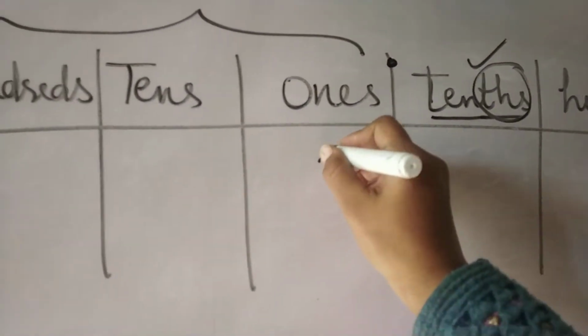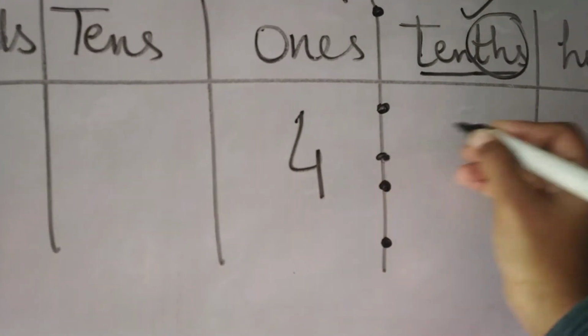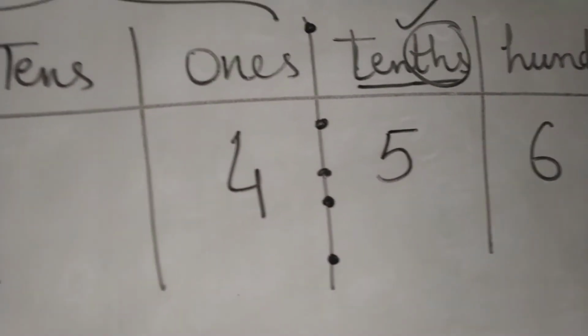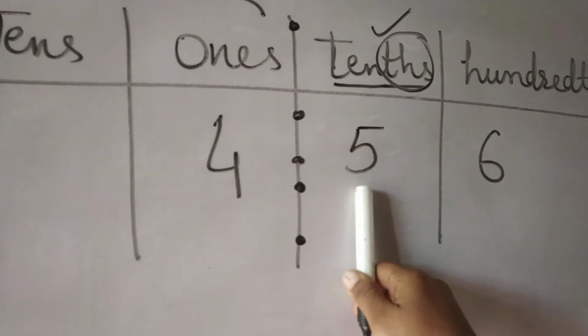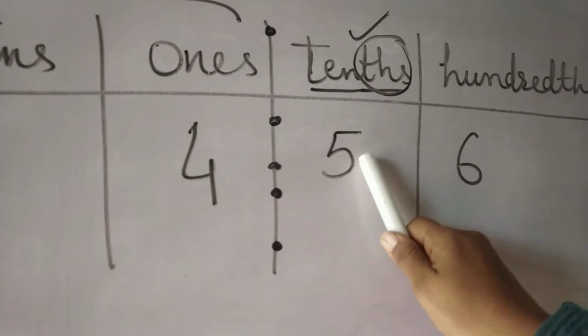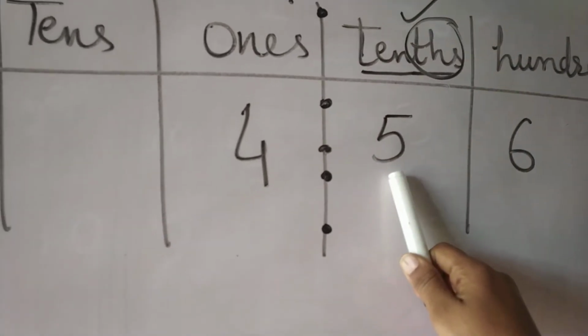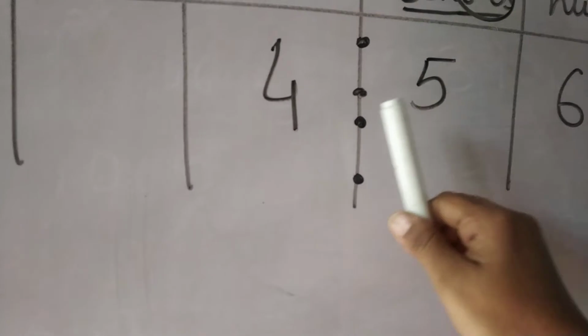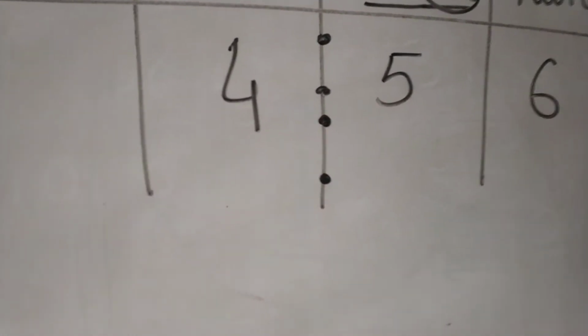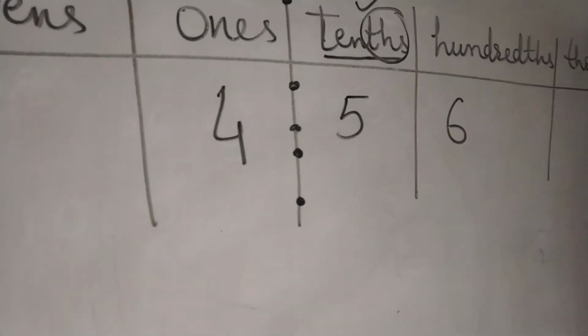Suppose here I am writing 4.56. So if I tell 56, then 5 should be at ones place. But 5 is at tenths place. That's why we cannot read this as 56. That's why we are reading it as 4.56. Let's take one more example.